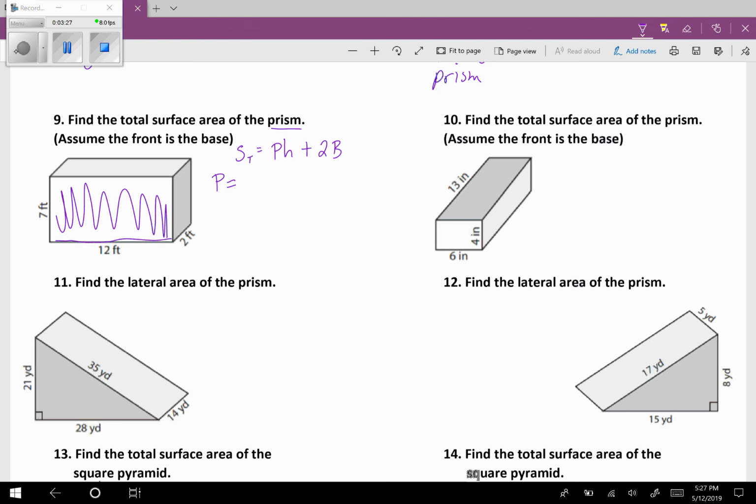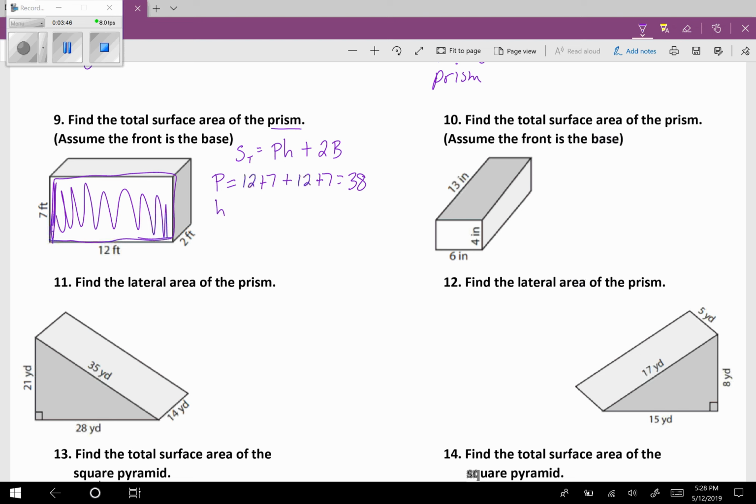So the perimeter of the base. We've got 12 by 7. So we have 12 plus 7 plus 12 plus 7, because it's a rectangle, there's 4 sides. 2 that are 12 and 2 that are 7. So when you add those together, you get 38.